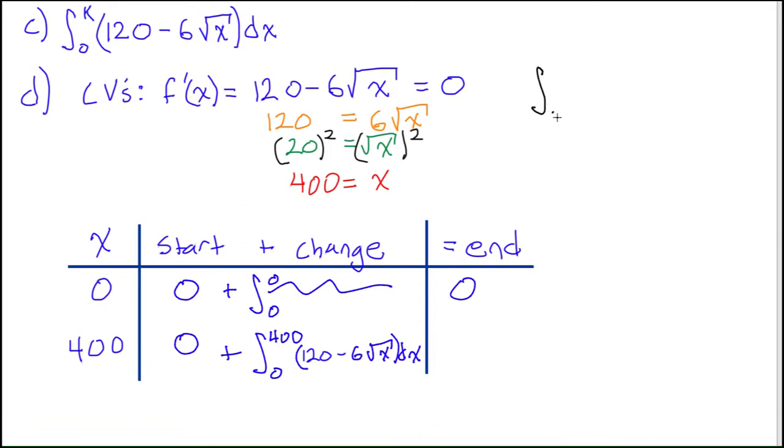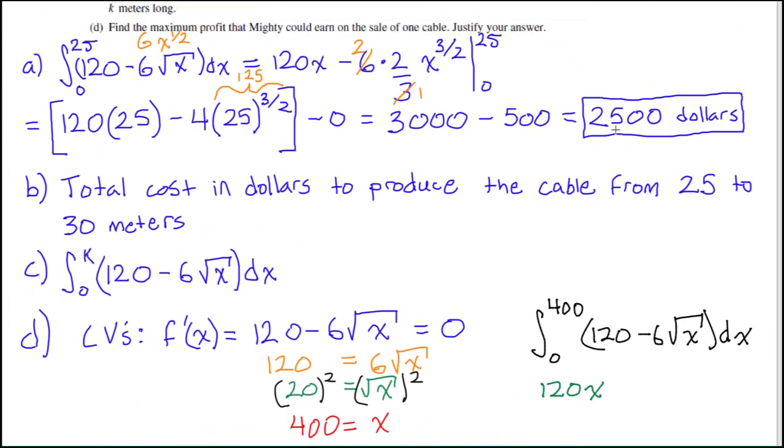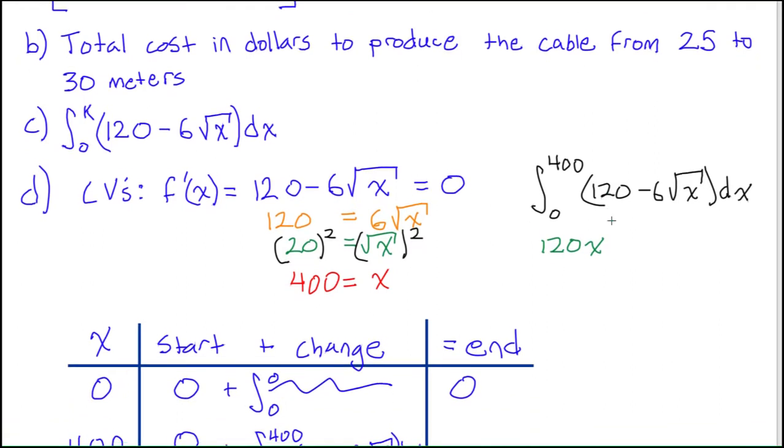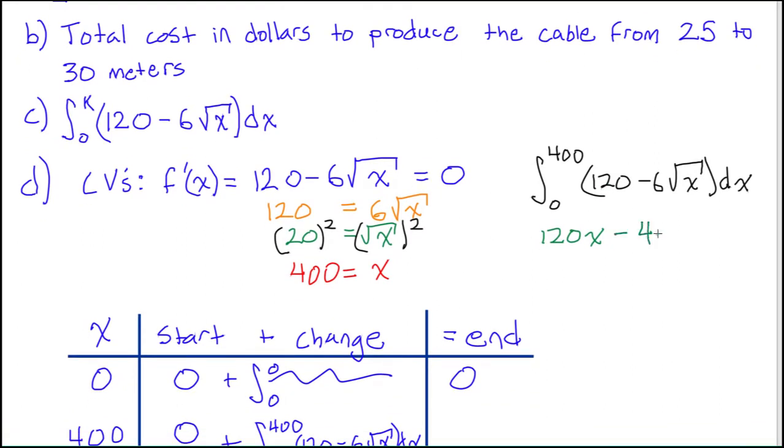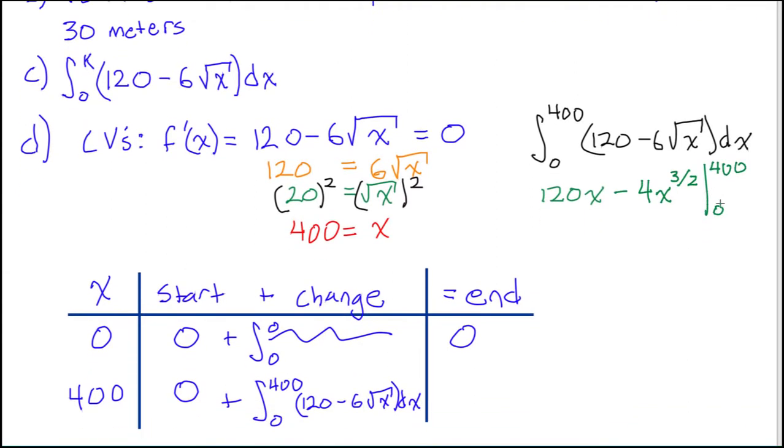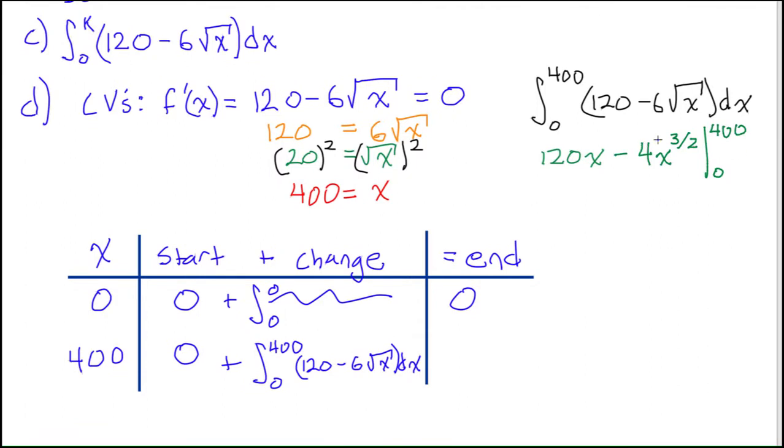So this integral between 0 and 400 of 120 minus 6 square root of x dx. The antiderivative of 120 is going to be 120x. The antiderivative of this one, we've already done: it's going to be 4x to the 3 halves. So minus 4x to the 3 halves, evaluated between 0 and 400.